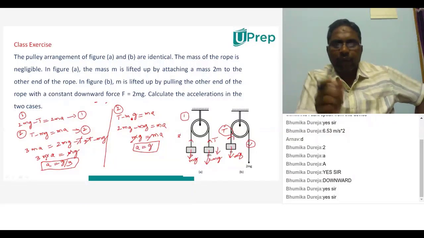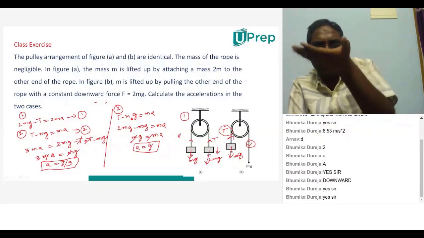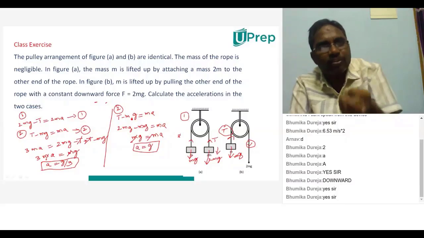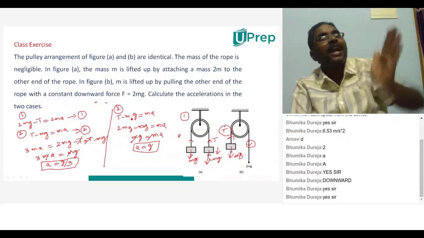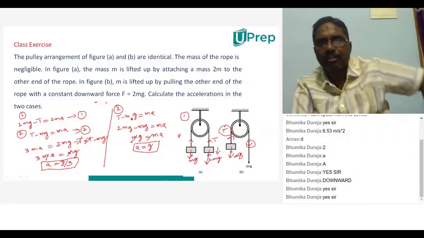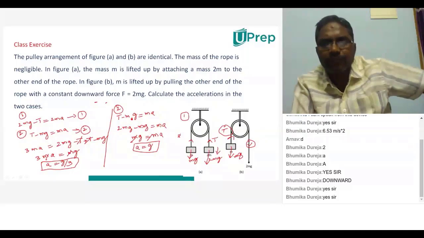How did I write T as 2mg there? Because no other mass is there. We are applying the force directly. When you apply the force directly, that force only will act as the tension in that object. So that's why we took T equal to 2mg here, isn't it?